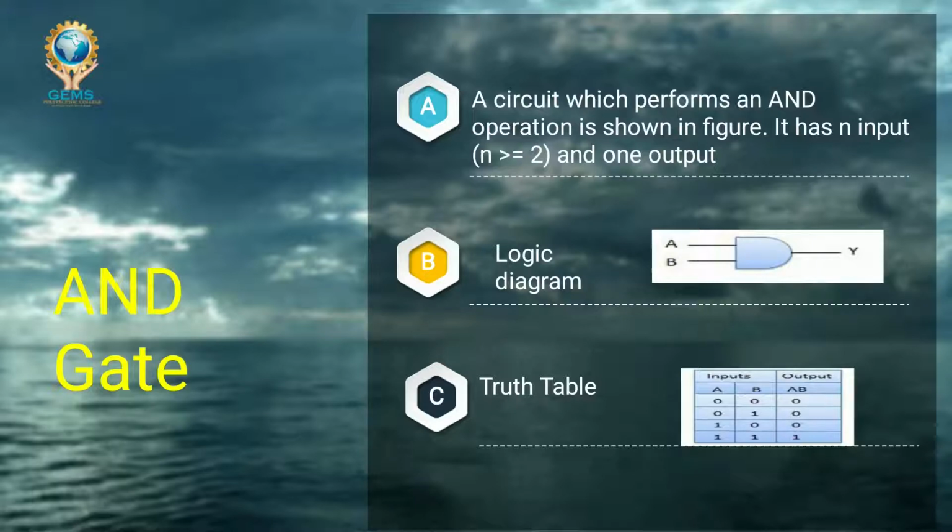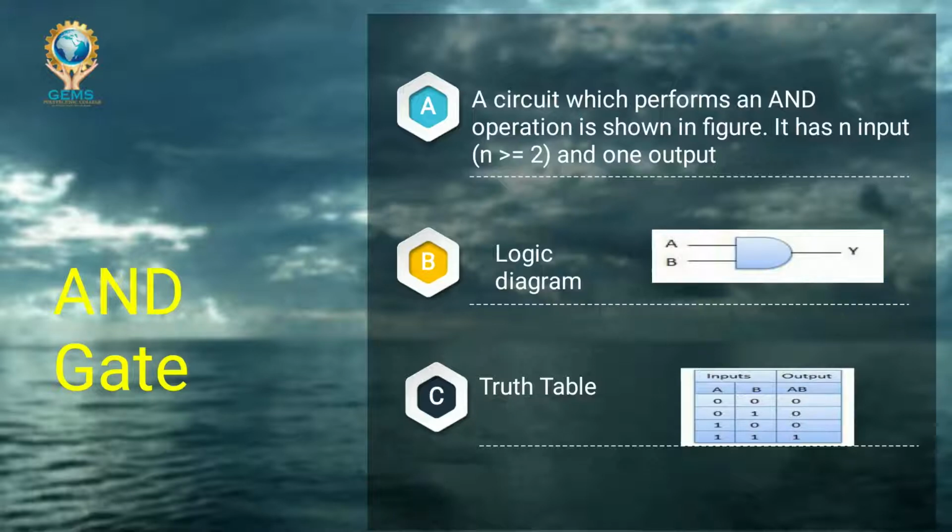First we will see the AND gate. What is the AND gate? A circuit which performs an AND operation is known as an AND gate. It has n inputs, n greater than or equal to 2, and one output. Look at the diagram here. This is the logic diagram. This is the AND gate. A and B are both inputs, and Y is the output. In the truth table, you can observe the inputs and output. As I already said, you give two inputs on both sides and get one output.